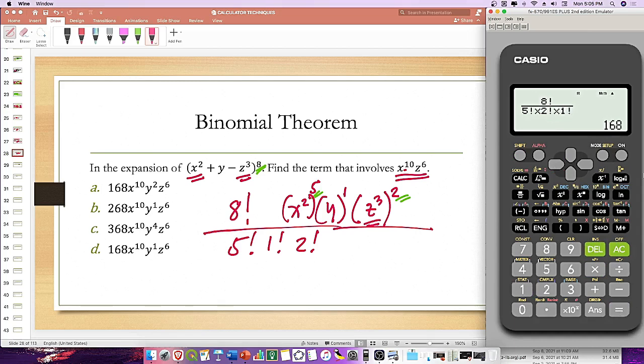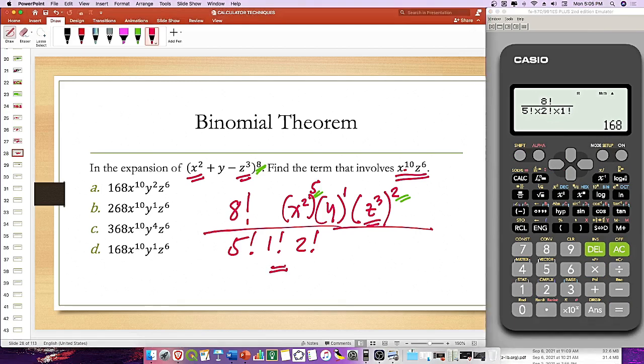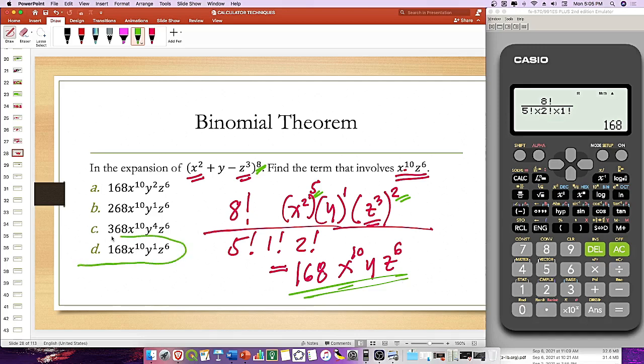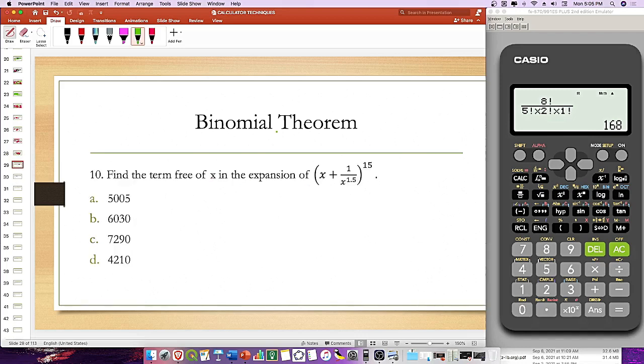So this is now 168, and x squared raised to 5 is x raised to 10, y raised to 1, z raised to 6. This will be your final answer. So where is this? Obviously, it is letter D. That is the expansion of a trinomial raised to the power of 8.